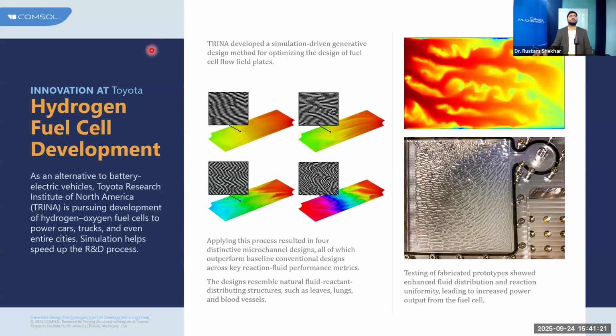In this case study, we have the hardened fuel cell development by Toyota. Generally, you can see the channels in the bipolar plate. They may be straight, serpentine, or different types of channels. But the COMSOL platform can help you to design something which is very non-intuitive, or something very new, some new innovation. Here, the Toyota Research Center wanted to design the bipolar plate for their fuel cell powered trucks, cars, or even the entire city.